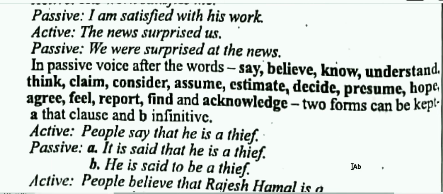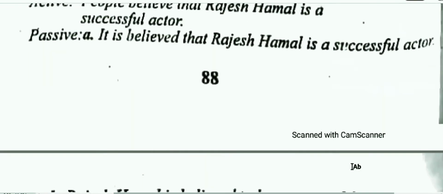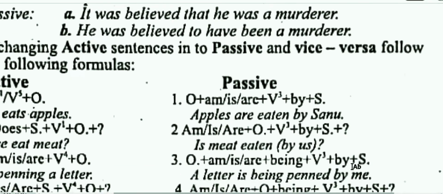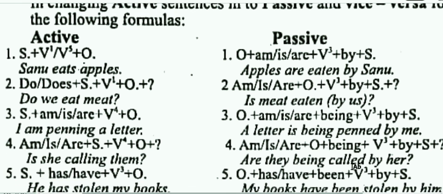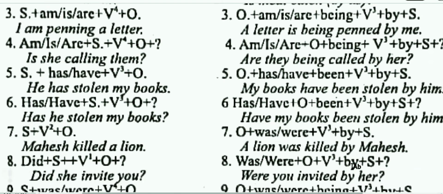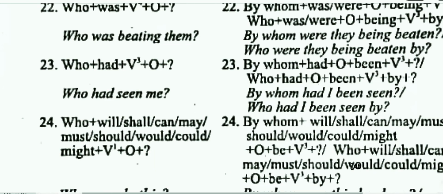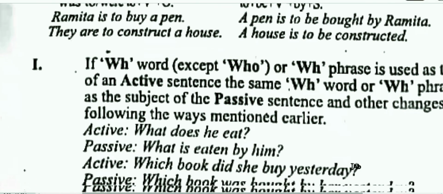There are plenty of other examples and structures we'll be doing in our next class. We have so many examples and so many structures in active and passive, so we cannot finish within one class. There are around 26 or 27 of these structures you'll have to learn and use to transform sentences, and some others.